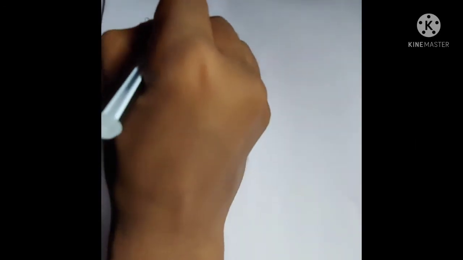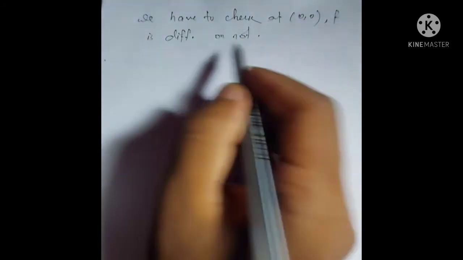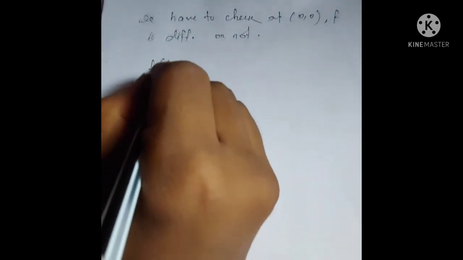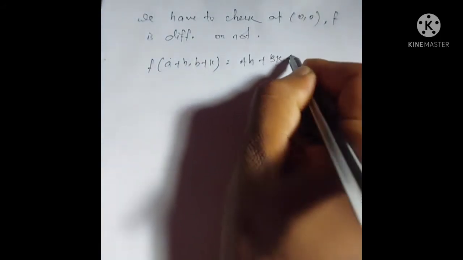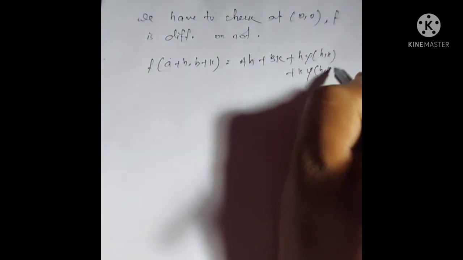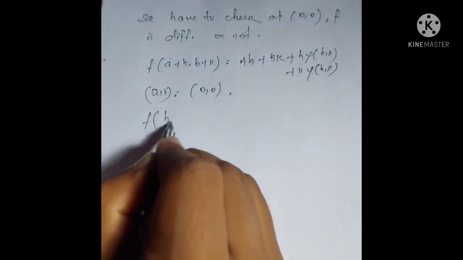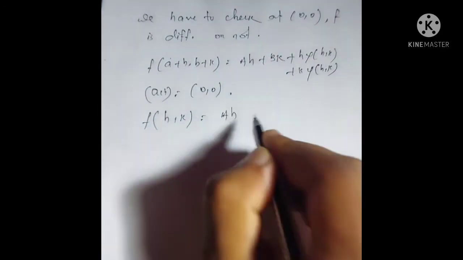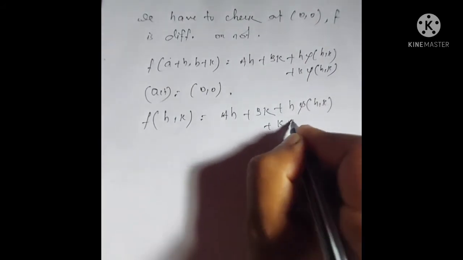We have to check at origin whether the function f is differentiable or not. Now for the differentiable condition, f of a plus h, b plus k is equal to ah plus bk plus h phi of hk plus k psi of hk. Here (a, b) is the origin point, so f of hk is equal to ah plus bk plus h phi of hk plus k into psi of hk.